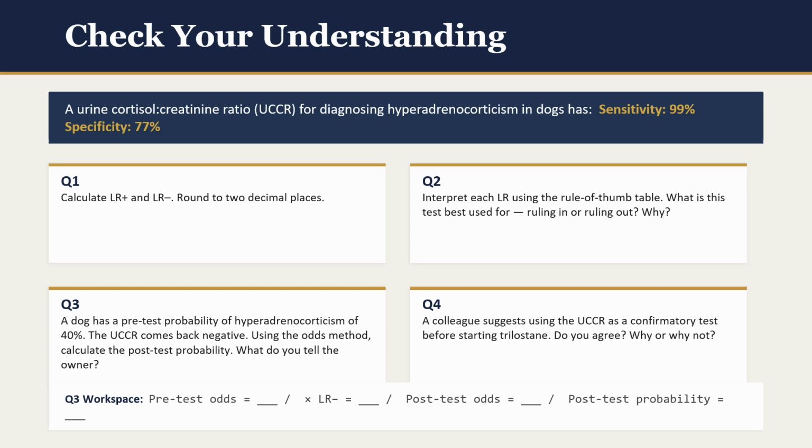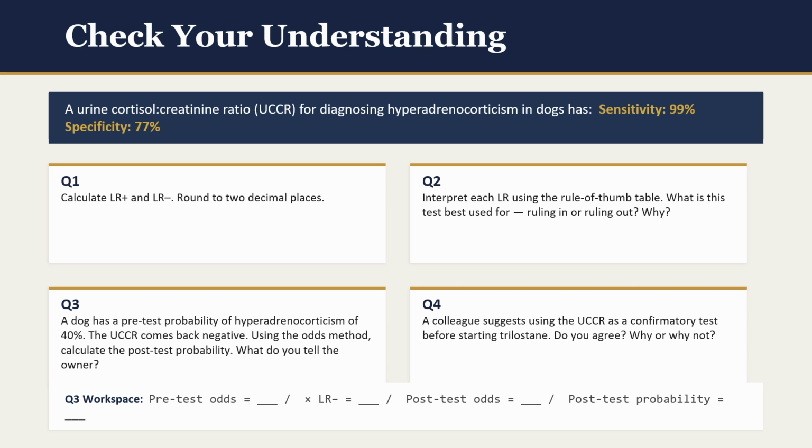Question 3. Update the probability with a negative result. Pretest probability equals 40%. Pretest odds equals 0.4 divided by 0.6 equals 0.667. Post-test odds equals 0.667 times 0.013 equals 0.0087. Post-test probability equals 0.0087 divided by 1 plus 0.0087 equals 0.0087 divided by 1.0087 equals approximately 0.86%, less than 1%.